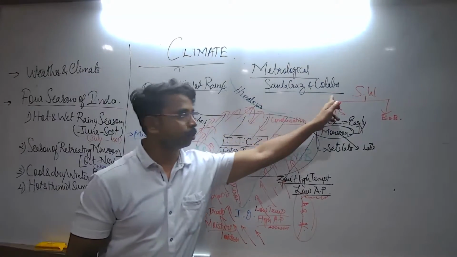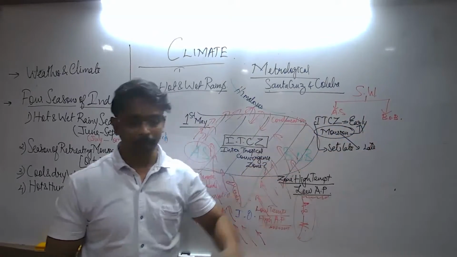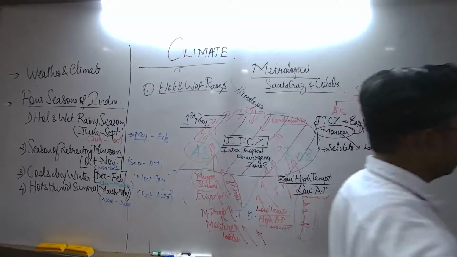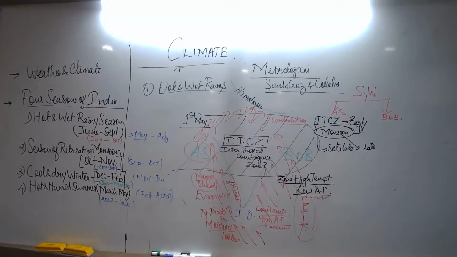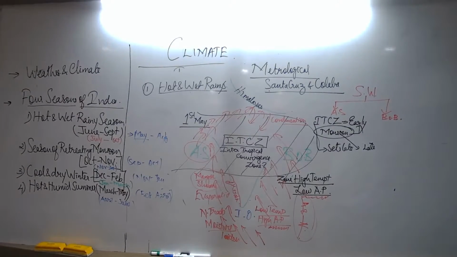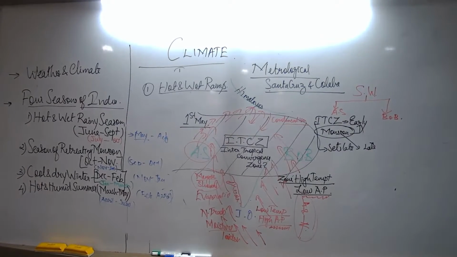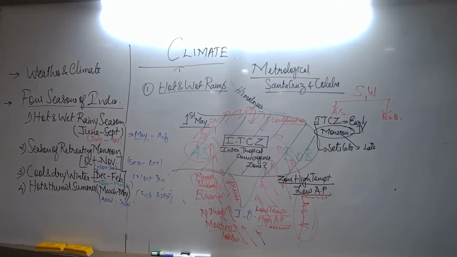Then below write Southwest monsoon, Andaman Nicobar and Bay of Bengal branch. You want me to make the picture again? Quite understandable? Okay.